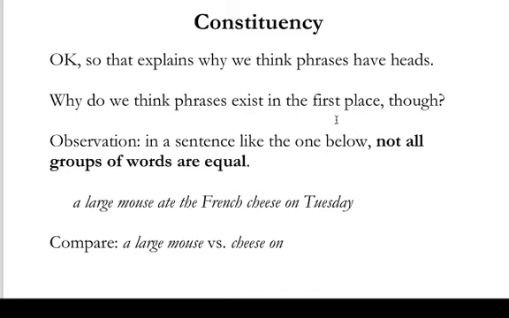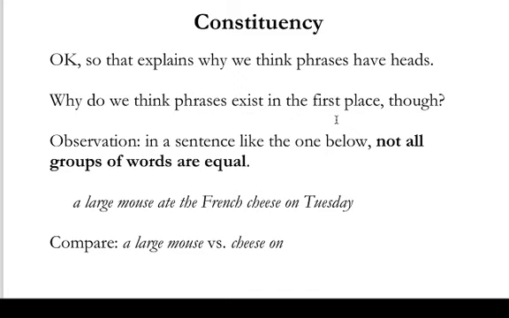And here's what we're going to do. Here's how I'm going to illustrate what I mean by saying not all groups of words are equal. We're going to look at two groups of words that are contained in this sentence. One of them is a large mouse, and one of them is cheese on. And we're going to show through a series of tests that these two sequences of words don't function the same way in the grammar, that there's a difference between them.